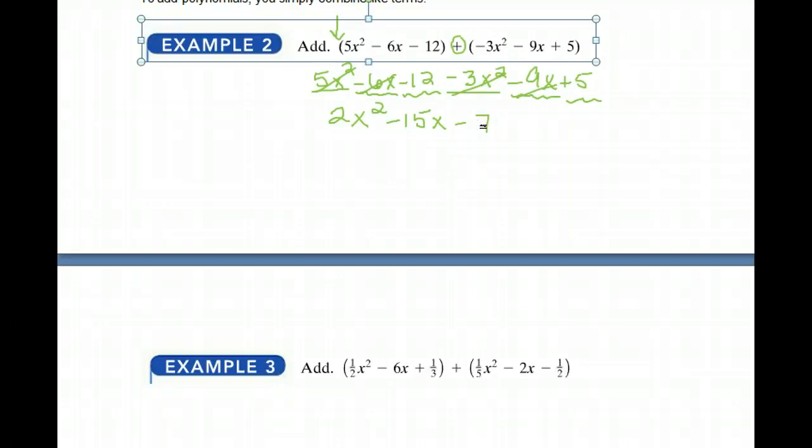Always check just one more time to see whether or not you can combine like terms or do anything else. And at this point, there is nothing further that we can do, so our answer is as simplified as it can possibly get.